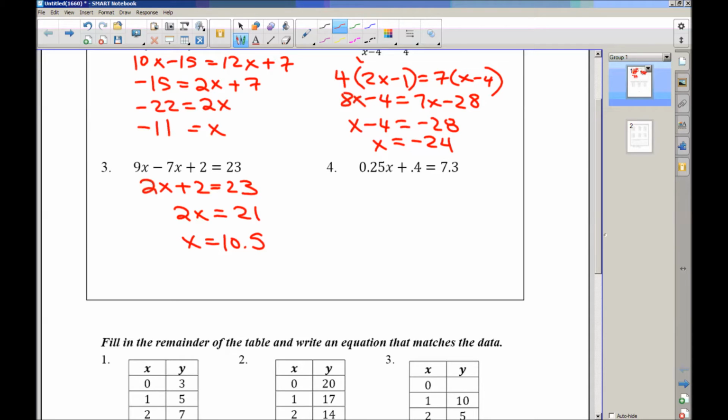And then our last one here, we are going to subtract 0.4 to both sides, just a two-step equation with some decimals in it. So that'll make 6.9. And then I'll divide both sides by 0.25. So 6.9 divided by 0.25, I'm doing the calculator here, gives me 27.6. Okay. All right, so we have just 3 questions today.